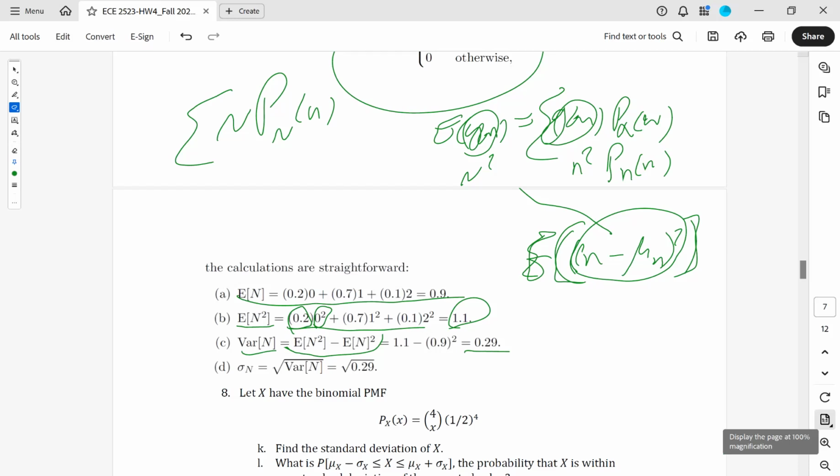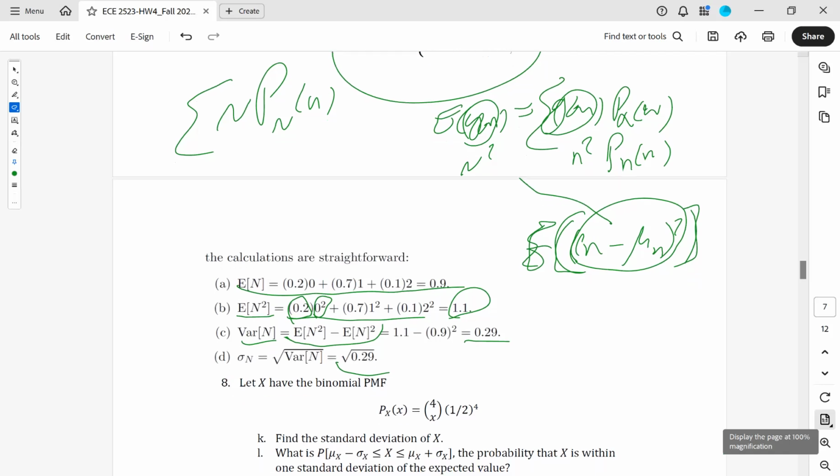Now, when we have the variance, what is the standard deviation? The standard deviation is very straightforward: it is the square root of the variance. So you have the variance, take the square root, and you have the standard deviation. Are we good? Any question about what we have done here? No? Perfect.